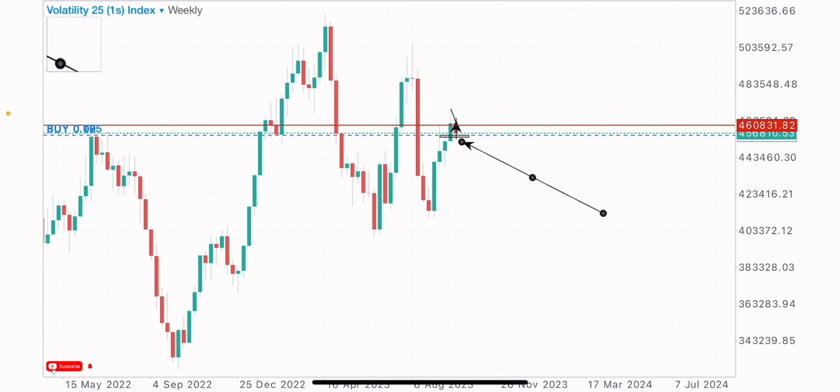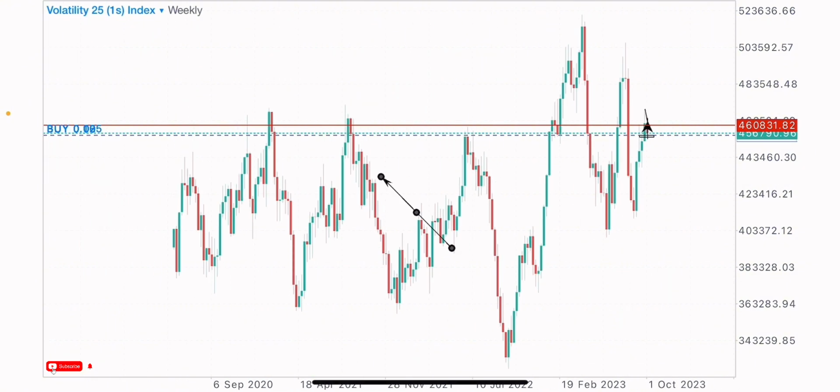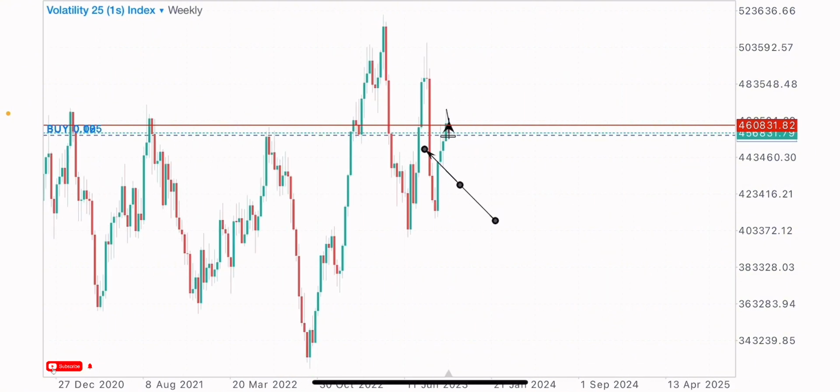So at this point, I'm expecting a proper reaction on this level as a resistance, because we've seen how price has been reacting on this level, right? So I'm expecting a proper reaction on this current price level as a resistance.